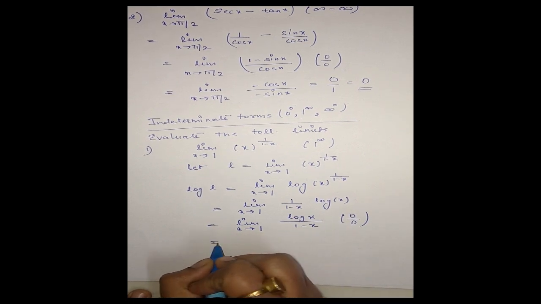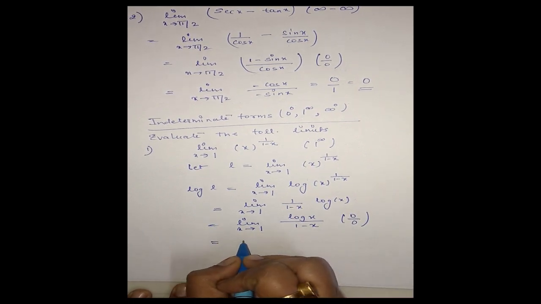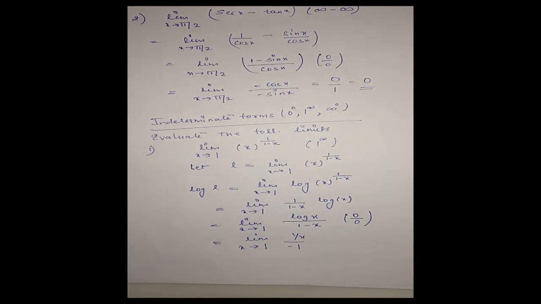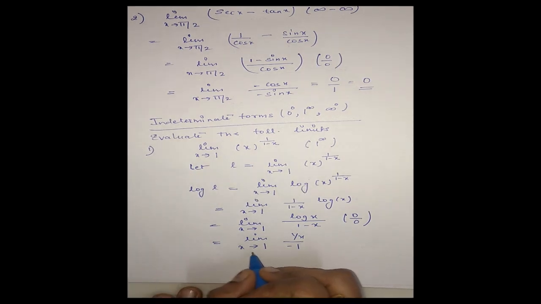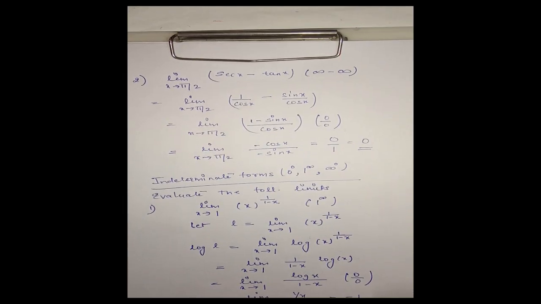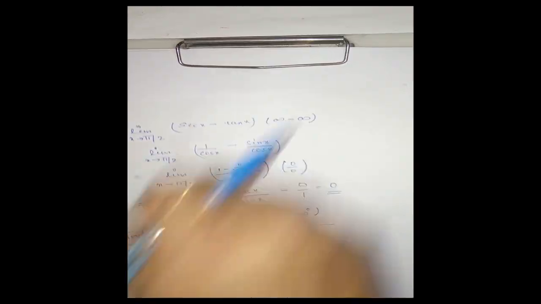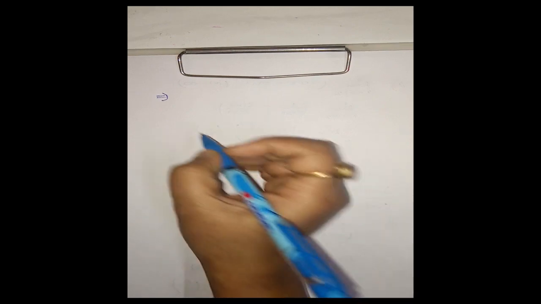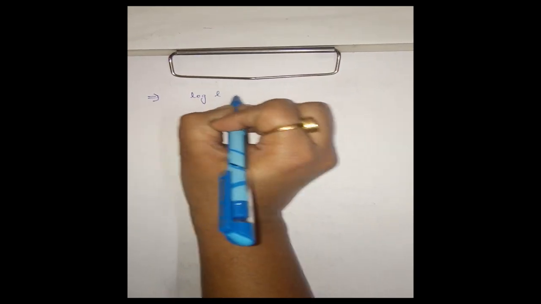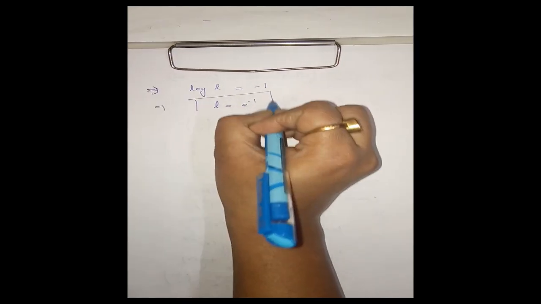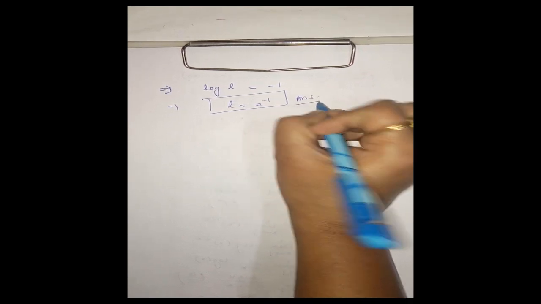Clear? Now on applying L'Hopital rule, this is equal to limit x tending to 1, 1 upon x divided by minus 1. And on taking limit as x tending to 1, this will be 1 upon minus 1, that is minus 1. Okay, that means log L is equal to minus 1, that is L is equal to e power minus 1. This is the answer. Clear?